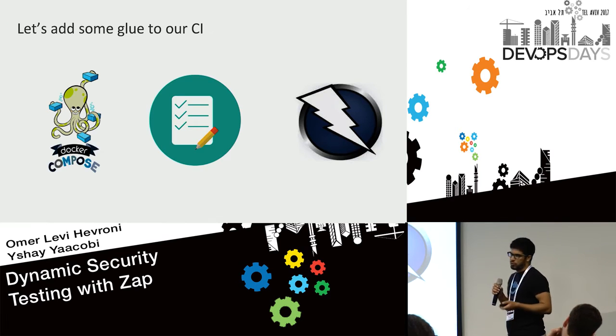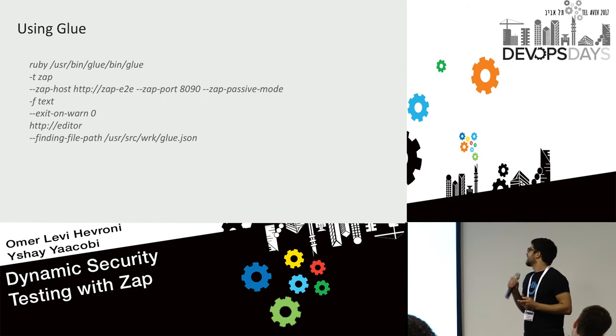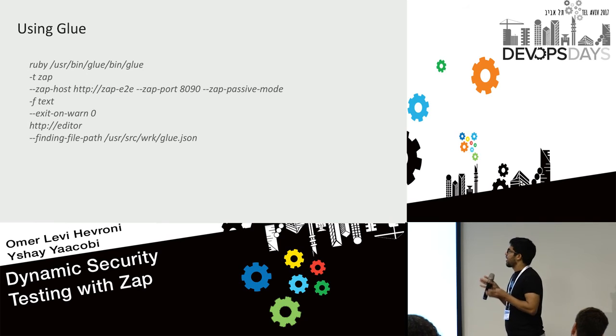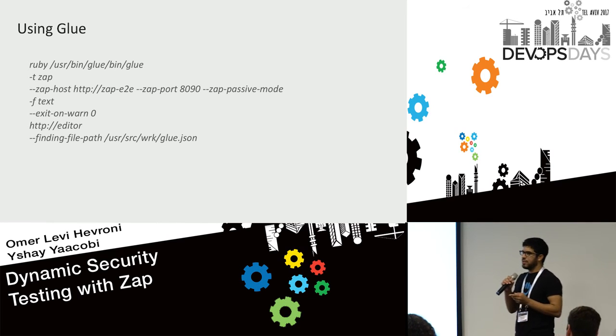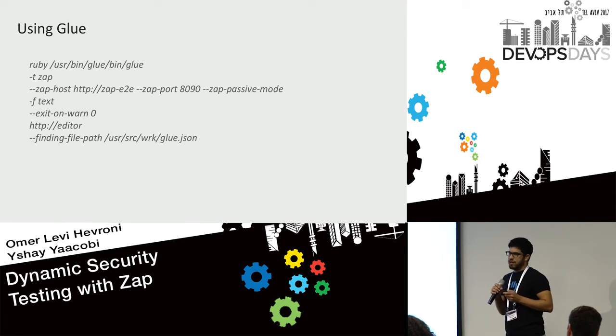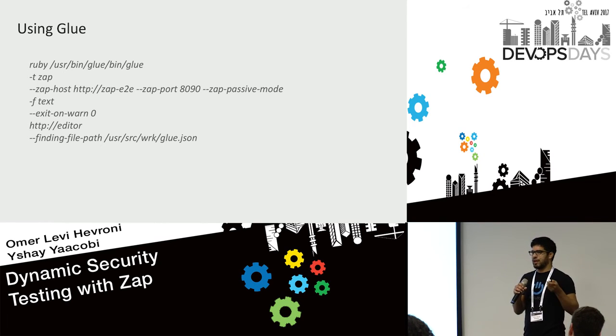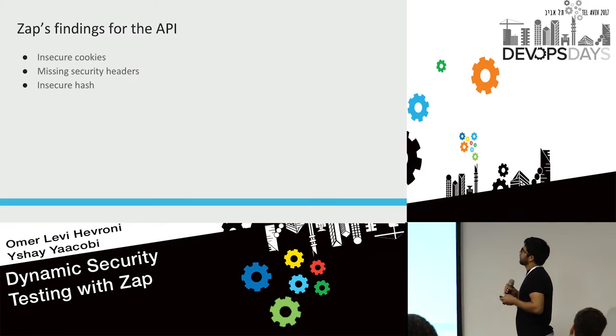So we're going to add some glue to our CI, and that's the only thing we need to do. We are going to run it using Ruby. The task is ZAP. And notice here that we provided a glue JSON file. That's the configuration in which we can define the filters that we want to run on the result of ZAP.